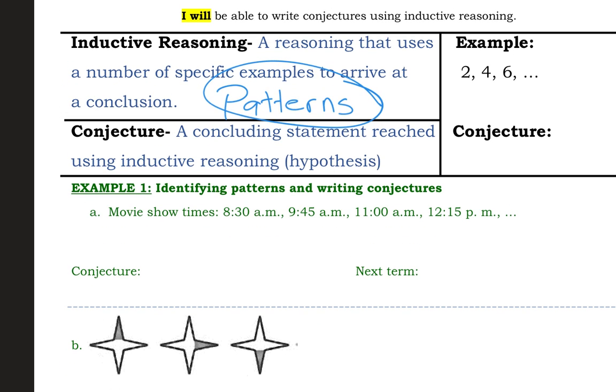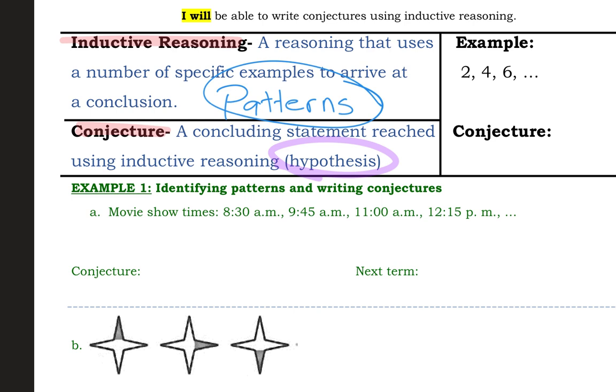All right, so with your highlighter, y'all want to highlight the word inductive reasoning, and y'all want to highlight the word conjecture. We're going to highlight 3 words on this one. Your conjecture is just going to be your hypothesis. It's just this part right there. Just hypothesis. So highlight the word hypothesis, all it is.